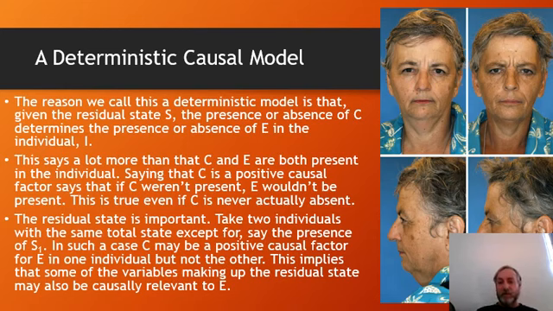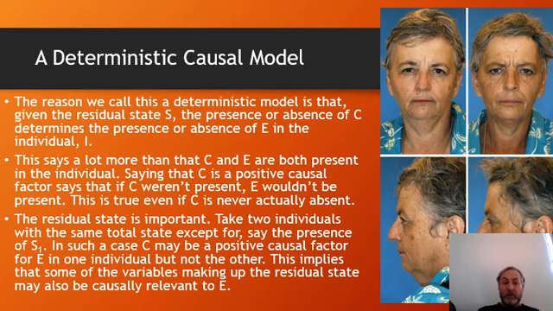Here, this picture is of twins, and one smokes and one doesn't. So you can kind of see the difference. Okay, so again, the reason we call this deterministic, I promised more about what we mean by deterministic, is that given the residual state S, the presence or absence of the causal variable, the value of that, determines the presence or absence of E in the individual.